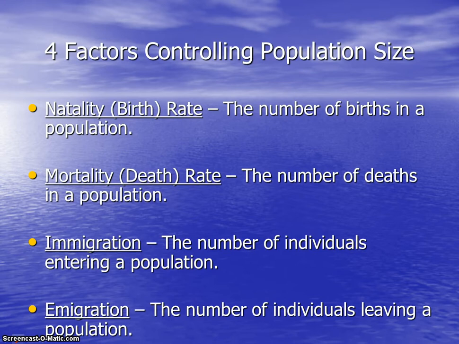Now there's four major factors that can affect the size of a population. We've talked a little bit about populations when we looked at evolution, but we're going to get into more detail on how this works. So four major factors that control population size: the amount of births that occur within that population, or the natality rate; the amount of deaths that occur in that population, or the mortality rate; the number of species that immigrate into that population; and the number of species that emigrate, or leave, that population. So these are the big four factors that can control population size.